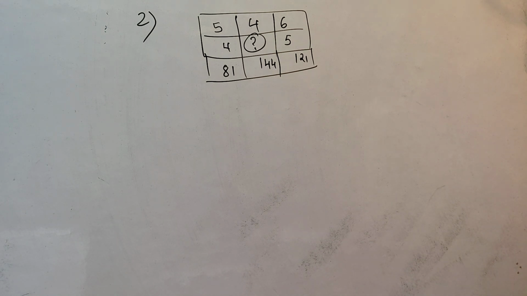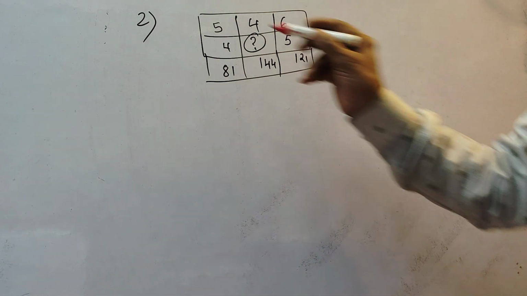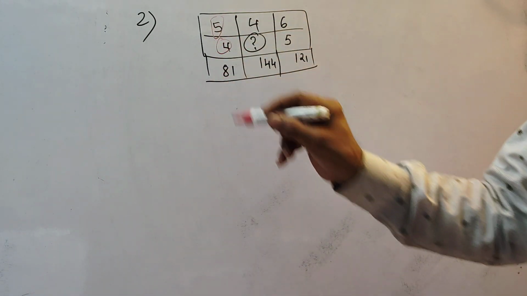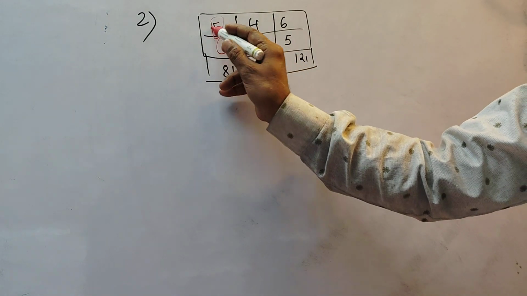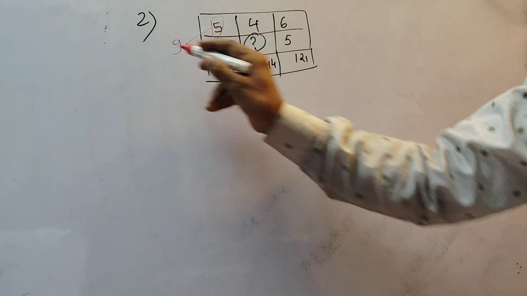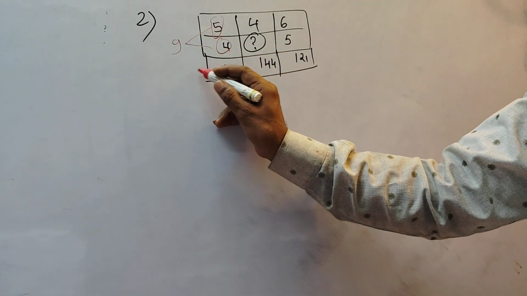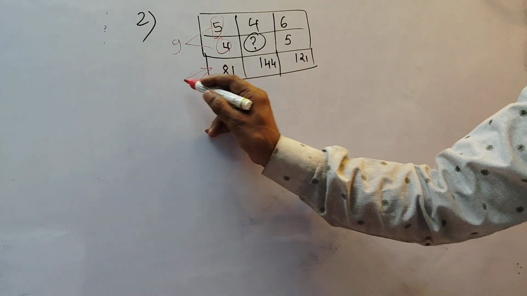So you write here a question mark. You did not attempt this answer. Now look, 5 plus 4, 9, and 9 nines are 81. 9 square is 81.